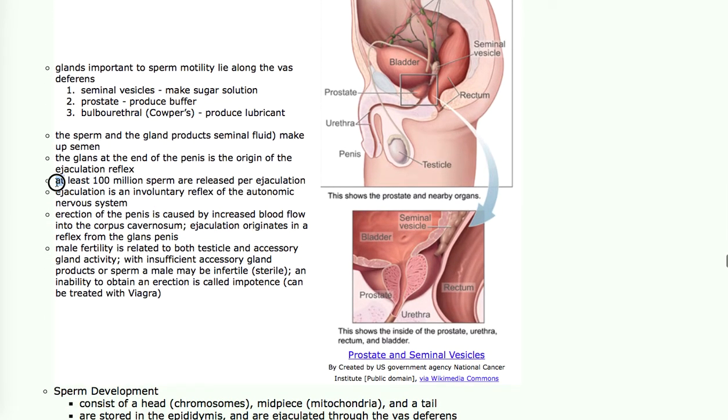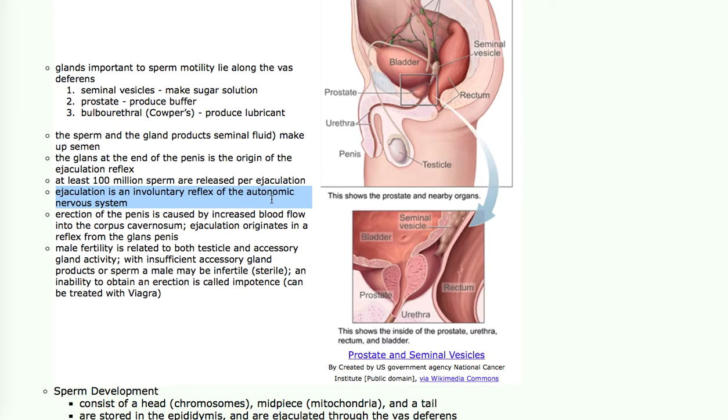A male needs usually at least 100 million sperm per ejaculation to father a child. And ejaculation is basically an involuntary reflex of the autonomic nervous system. And it's hard to control, and that's why Cowper's or bulbourethral gland causes a lot of pregnancy.